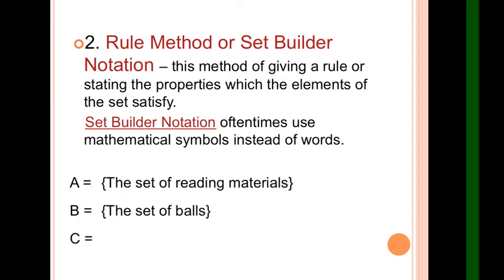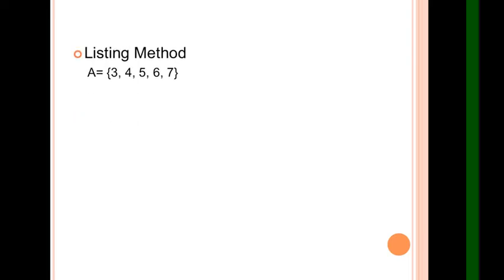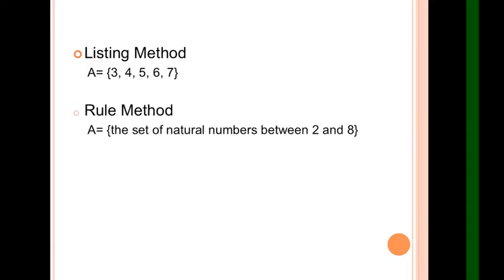Okay, for B, the set of balls. And C, the set of writing materials. Okay? Now, for listing method, halimbawa, meron tayong set A, which is equal to 3, 4, 5, 6, and 7. Sa rule method, pwede siyang set A equals the set of natural numbers between 2 and 8.